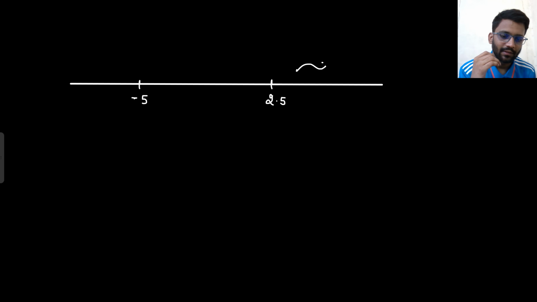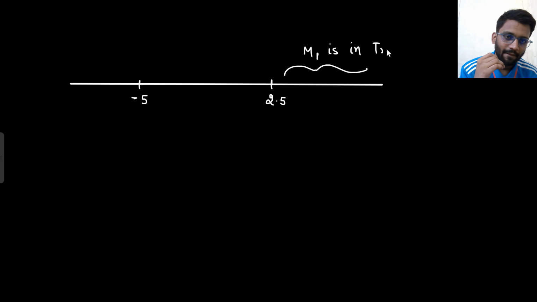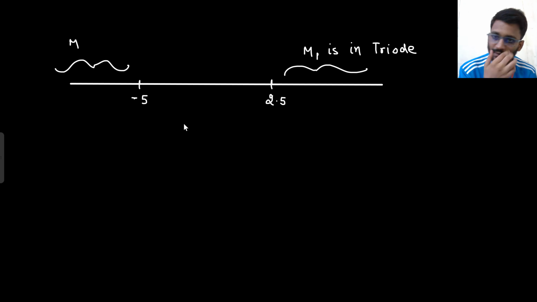Here what is happening? If M1 is in triode, here what is happening? M0 dash is in triode.